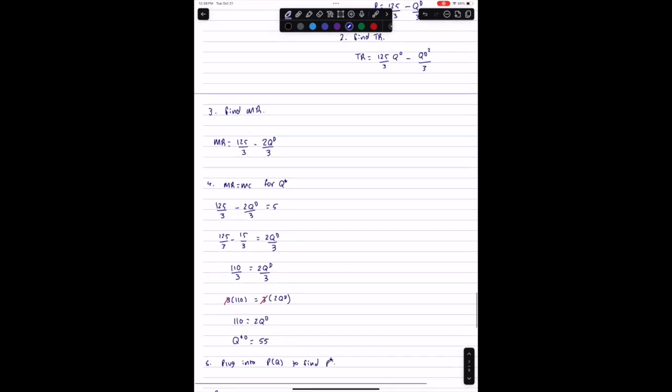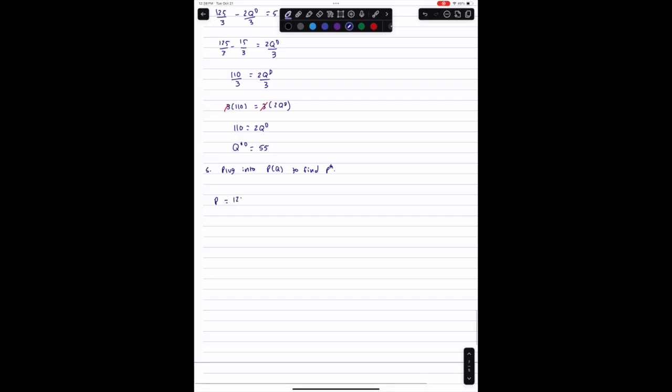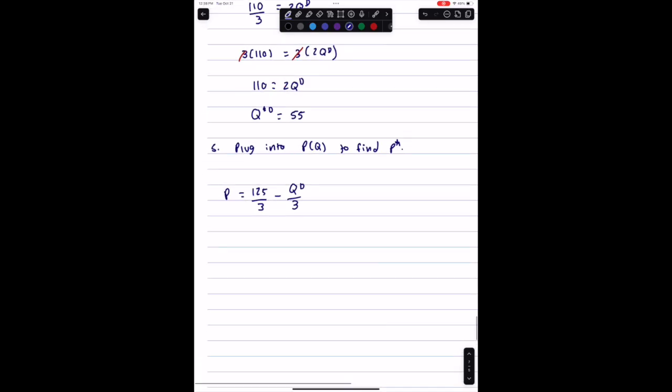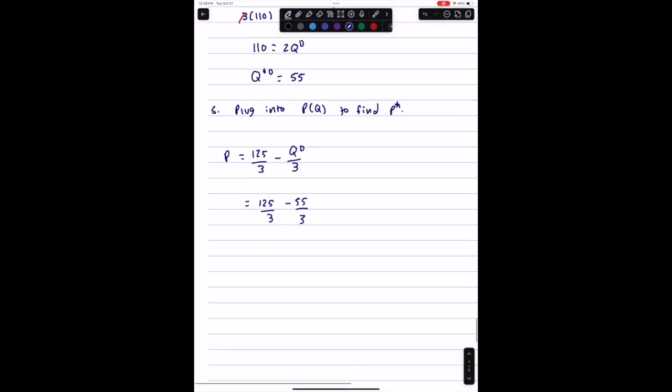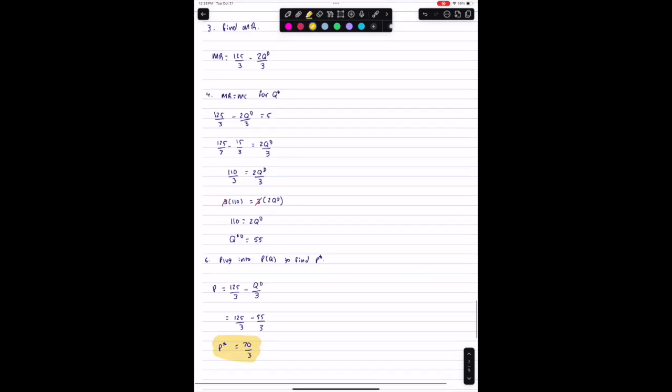Step 5. Plug into P of Q to find P star, right? P is going to be equal to 125 over 3 minus QD over 3. So it's going to be equal to 125 over 3 minus 55 over 3. It is going to be equal to, let me use my calculator, 70 over 3, right? So we have our new P star and we have our new Q star when P1 minus P2 is equal to 0.